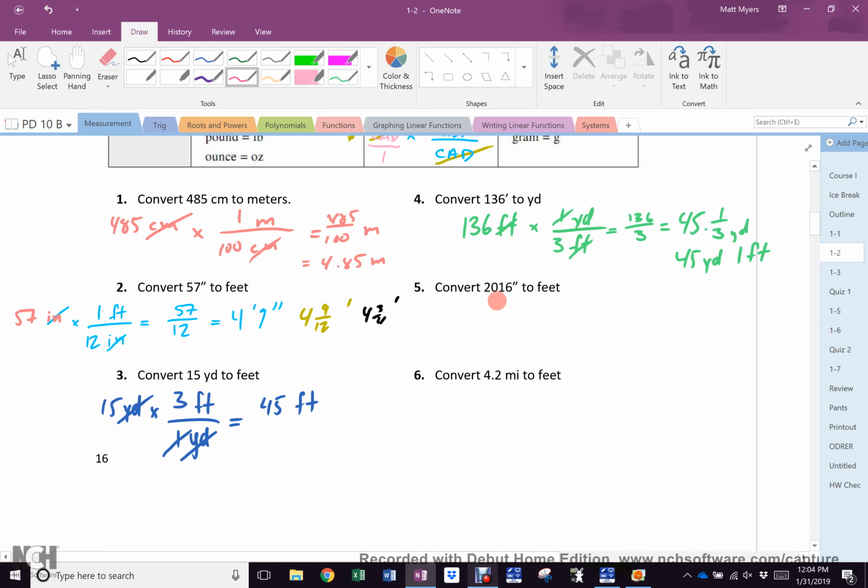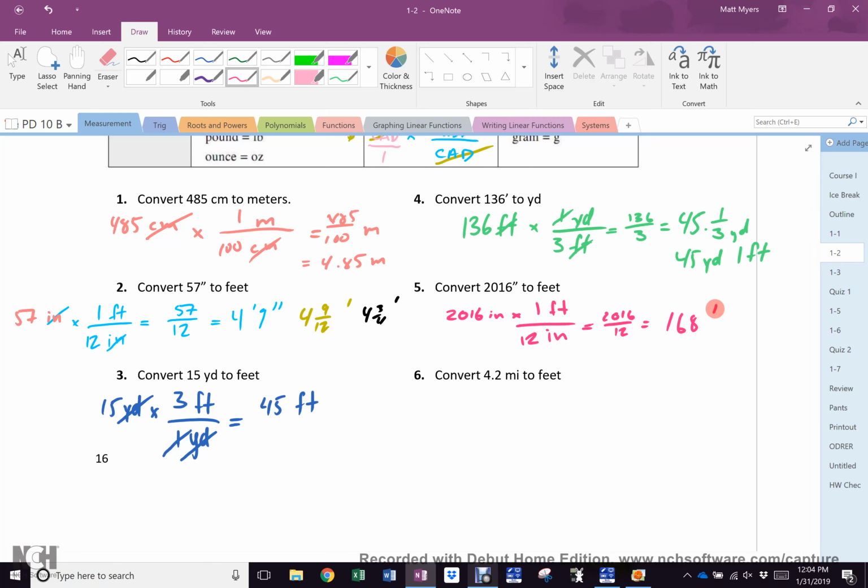Next one. What am I starting with? 2016 inches. I want that in feet. I have it in inches. Where does the 1 go? With the feet or with the inches? 1 foot, 12 inches. And I get 2016 divided by 12. Does that work out perfectly? To what? 168 feet. Now, here's the next problem with the imperial system.